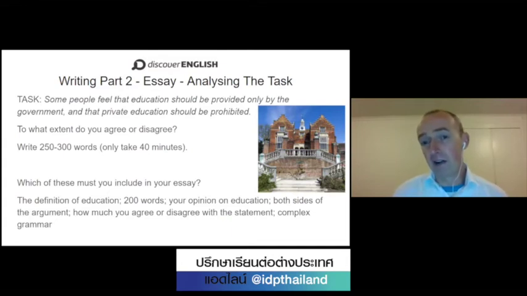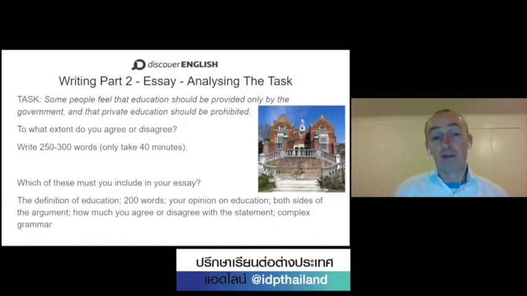Now, the first thing I guess you need to understand there is, what is private education? Private education is education which you have to pay for, as compared to public education, which is education that is free. So public education is when children go to schools which are run by the government, and private education is when you have to pay a fee, you have to pay money for your students to go to those schools. And the question there is, to what extent do you agree or disagree?